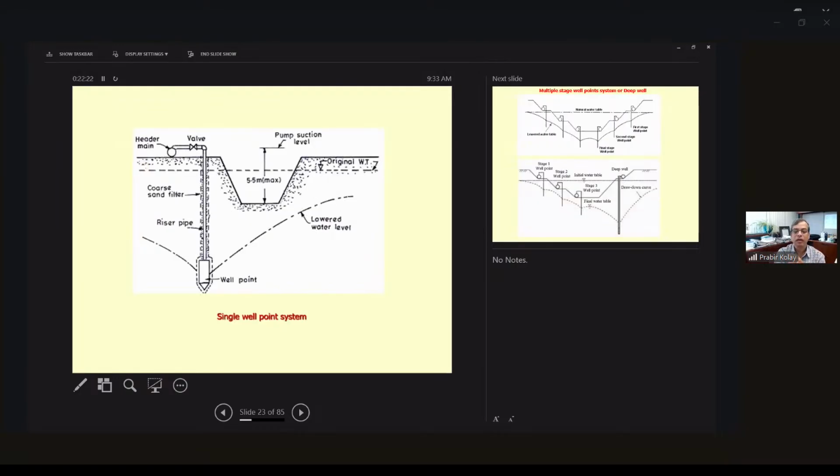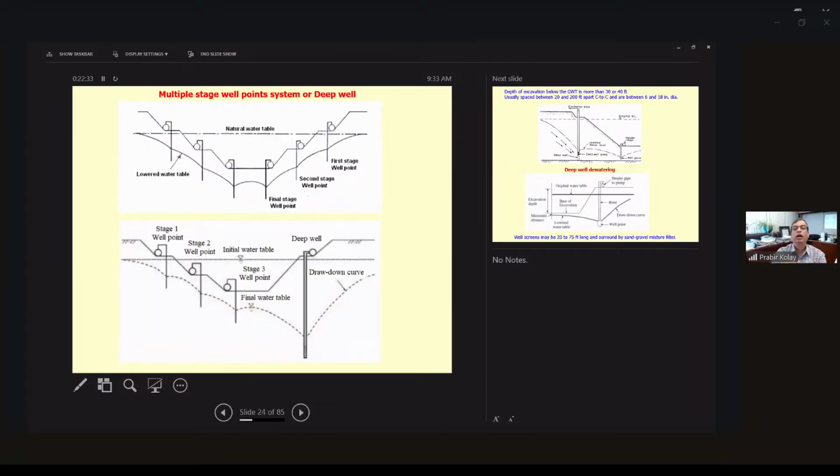Maybe in the tutorial today, I'm going to solve one problem using this graph, a chart. Single well point system: as I mentioned, this is the maximum, it can go up to 5.5 meters. And then if it's a single point, you can do multiple stages. So you can see how the water table can be reduced. The initial water table was here, and then the final water table is here, which is quite low.